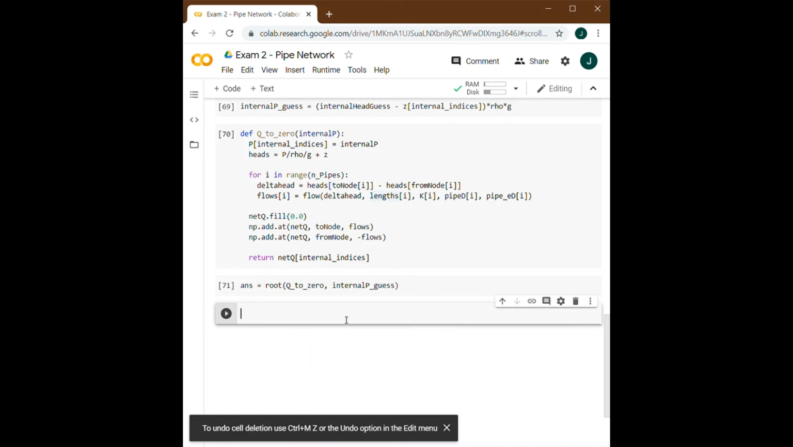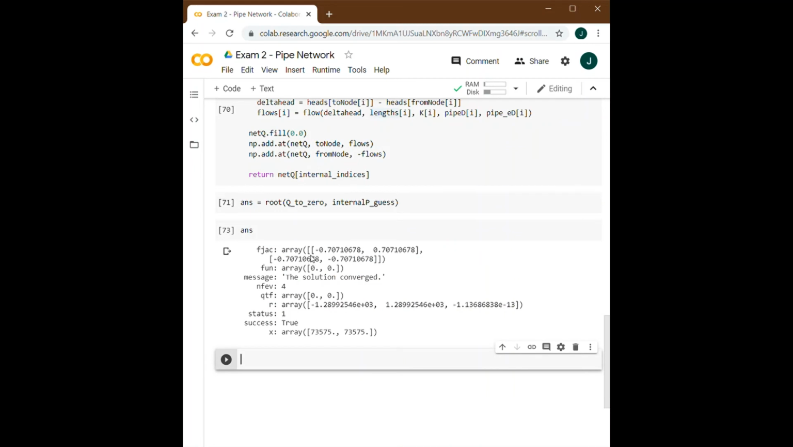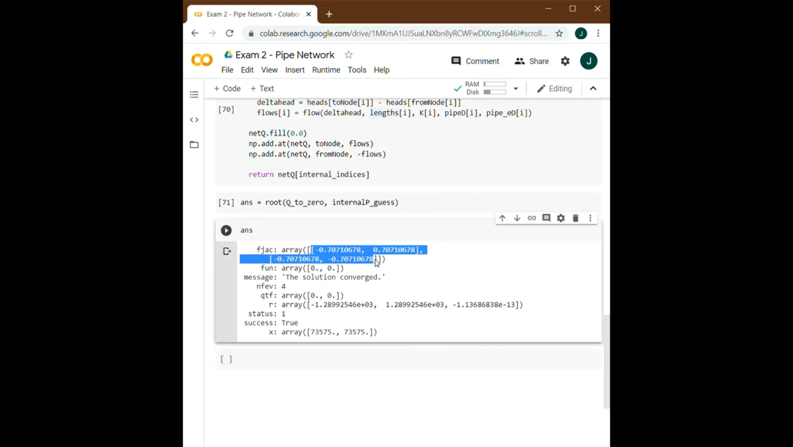So what we're going to do is print out our errors. The first thing we're going to do is check our answer. And we check it, and we get this. So we don't really know what these mean. But we see that it converged, which is good for us. And we can see that our internal nodes are, well, we'll find out what these mean in a second.